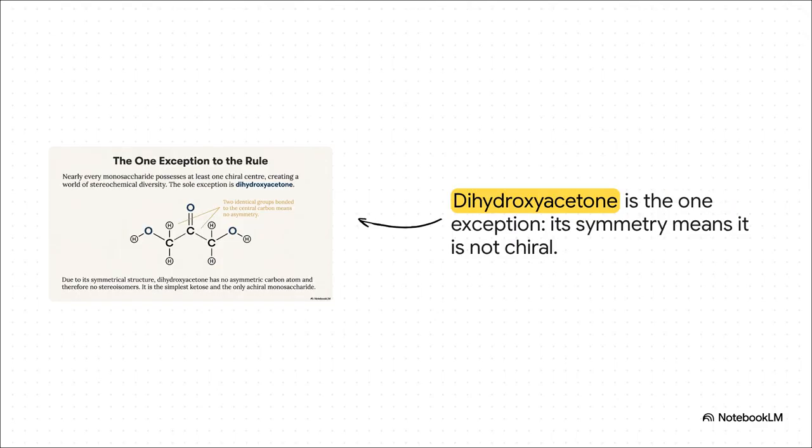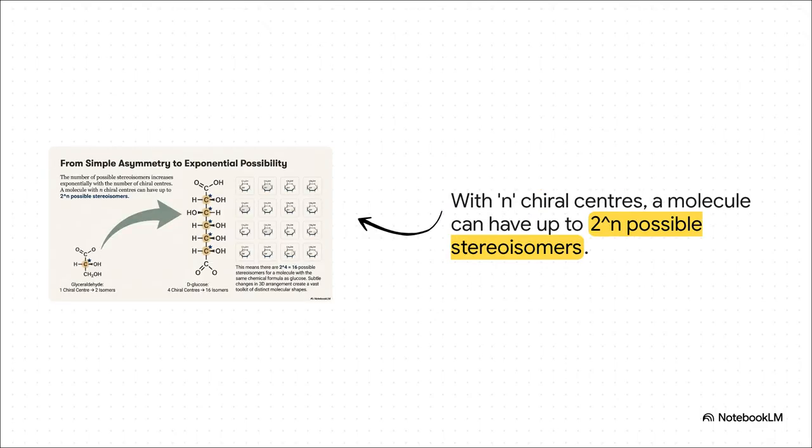And you know, sometimes the best way to understand a rule is to look at the exception. Meet dihydroxyacetone. It's the simplest ketose, and it's the only monosaccharide that is not chiral. So why is it the odd one out? Well, look at its central carbon. It's bonded to 2 identical groups. There's no asymmetry. And no asymmetry means no mirror image versions. Simple as that. Okay, get ready for this, because this is where the possibilities just explode.